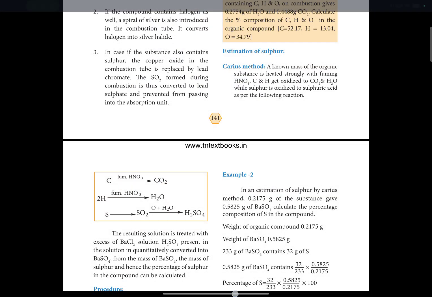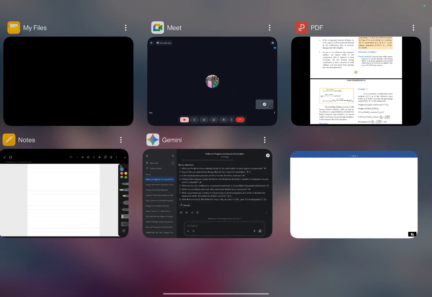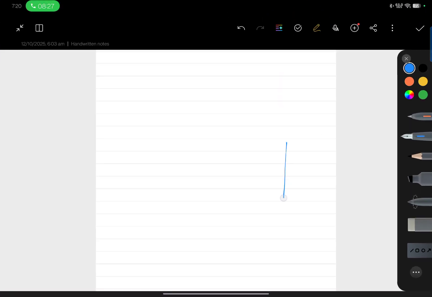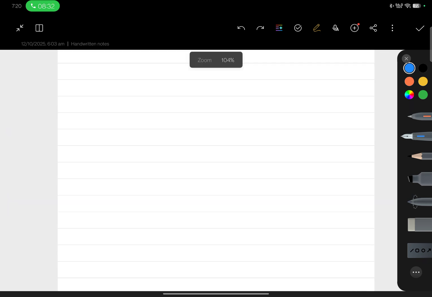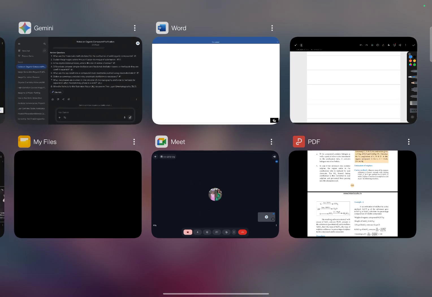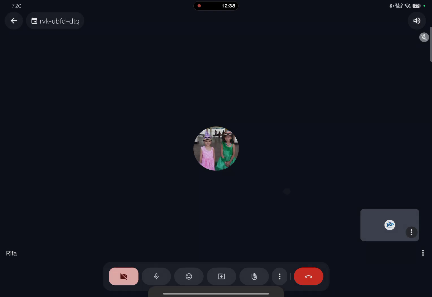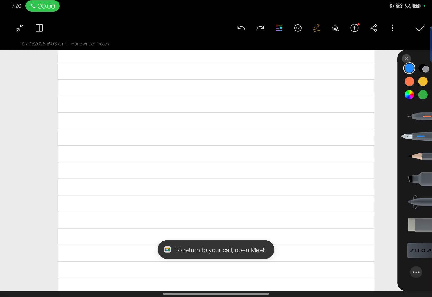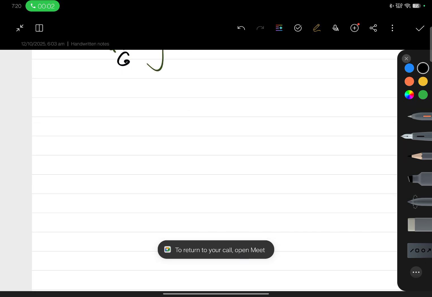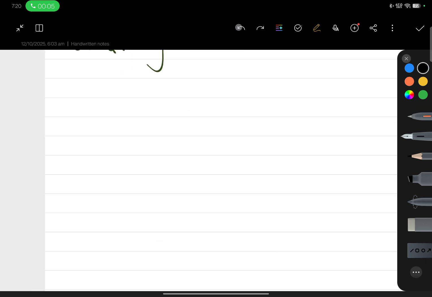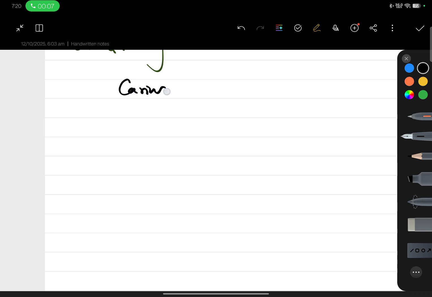Estimation of sulfur using Carius method. Please make a note, ma. The board is not visible; I'm sharing. Is the board visible now? Yes, sir. So this is called as Carius method of estimation of sulfur.